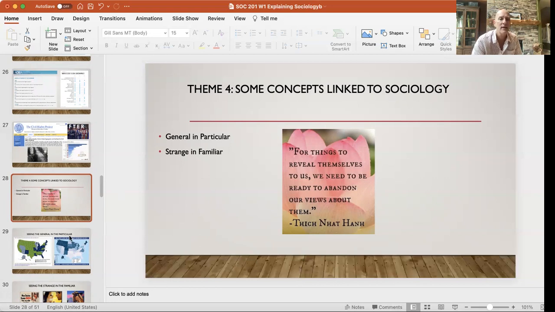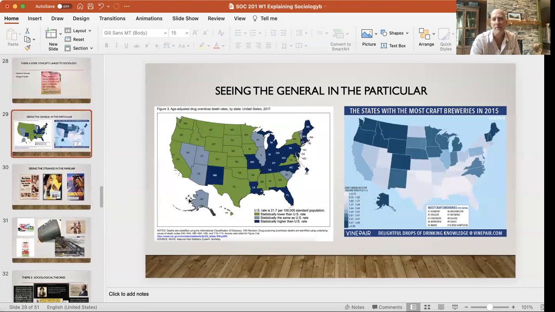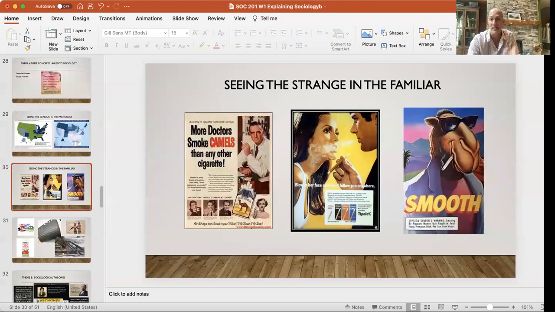Let me provide a couple different examples of that. Patterns of behavior, patterns of things, right? The number of craft breweries in the United States, look at the distribution, that's looking for patterns. This is drug overdose by state. So there's a pattern. Once we identify the pattern, then we think about, well, why does that pattern exist? And breaking down the pattern. That's the general and the particular. The strange and the familiar is taking what's taken for granted, the common everyday life, the stuff that's just so common that we don't ask questions about it. It just becomes normalized.